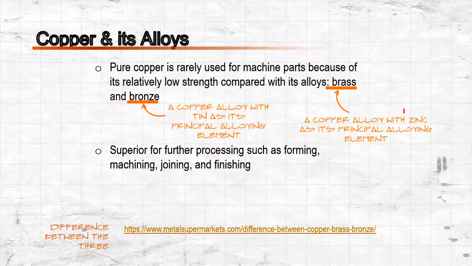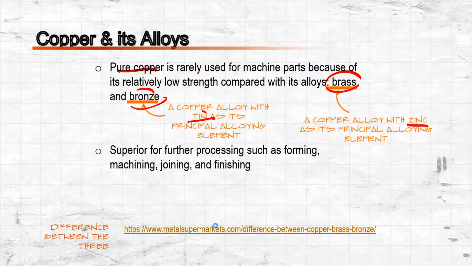Now moving on to our next material, which is copper and its alloys. Pure copper is rarely used for machine parts because of its relatively low strength compared with its alloys. The most common alloys of copper are brass and bronze. When we say brass, it's a copper alloy with zinc, so copper and zinc. And when we say bronze, that is a copper alloy with tin.